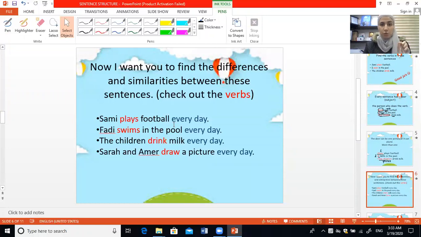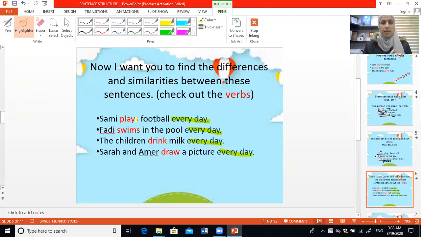Sammy plays football every day. Paddy swims in the pool every day. The children drink milk every day. Sarah and Amir draw a picture every day. You have every day, every day, every day in these sentences. So all of them have every day.